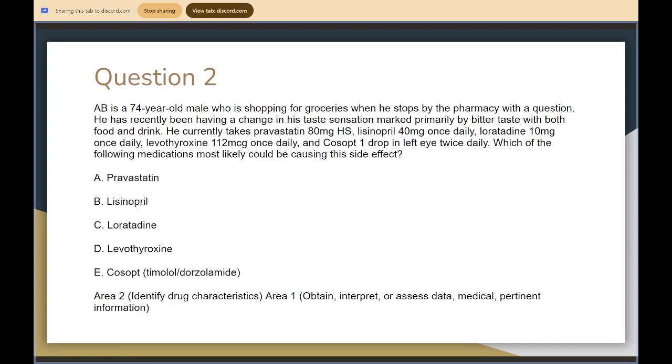And this is an important question where you're supposed to remember that some topical medications can cause systemic side effects. None of the other choices have any adverse effects of taste disturbances.